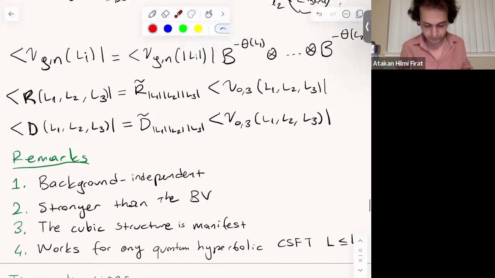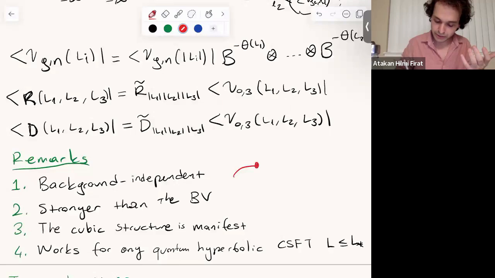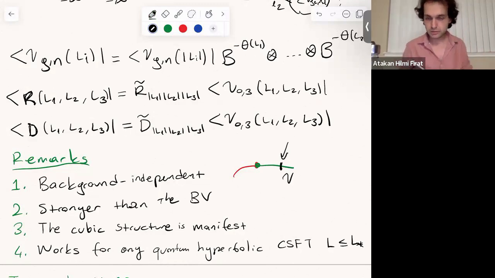Okay, let me make some remarks. This construction is totally background independent. No background dependence at all. Give me a CFT and I will write your recursion like this. It is stronger than BV. As I said, these vertices were satisfying the BV master equation, but what we are stating here is actually more than that. In that case, we were talking about the connection between Feynman diagrams and the vertices, but now we are relating the interior of the string vertices. So it is stronger thanks to hyperbolic geometry.